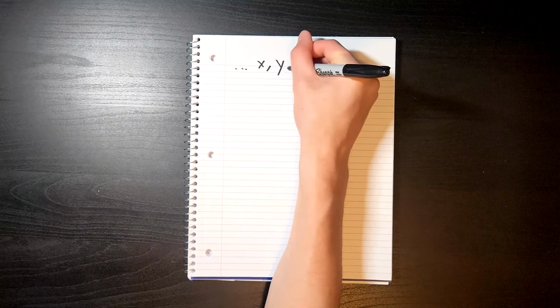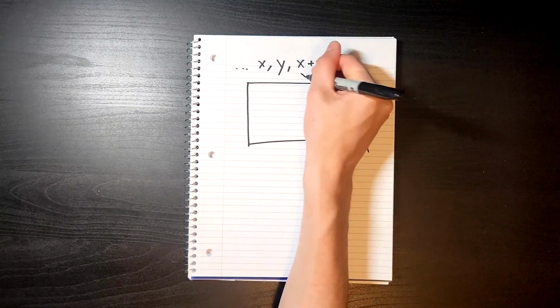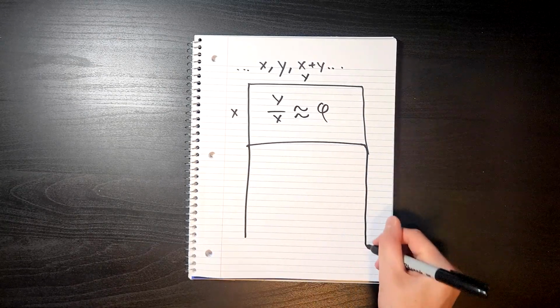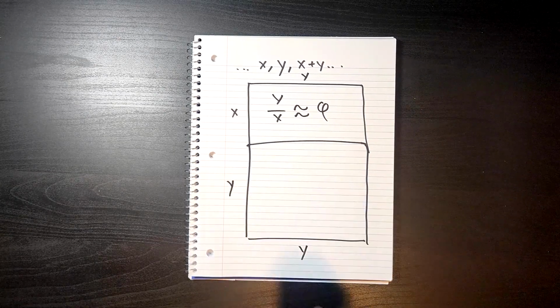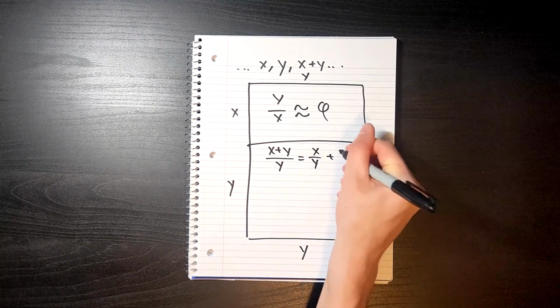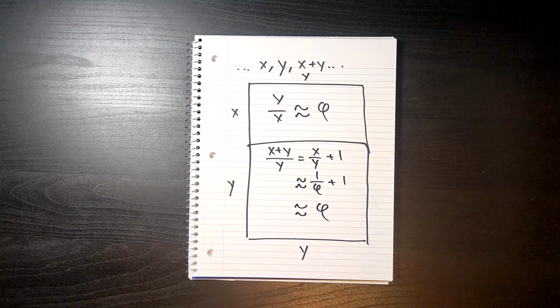Next, let's consider some part of the Fibonacci sequence, where we have the three terms x, y, and x plus y in a row. Let's consider a rectangle with sides y and x, whose ratio is roughly phi. Adding a square of side length y constructs a new rectangle with side ratio (x plus y) over y, which can be arranged to x over y plus 1, which is roughly equal to 1 over phi plus 1, or phi.